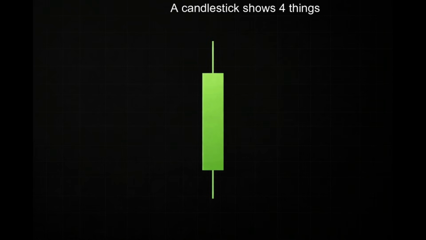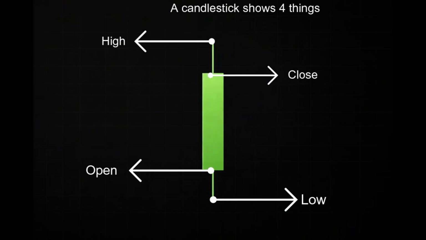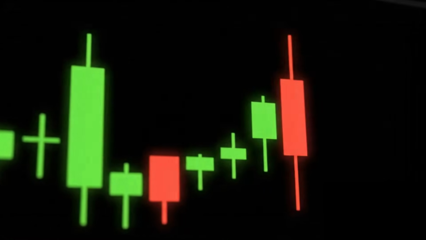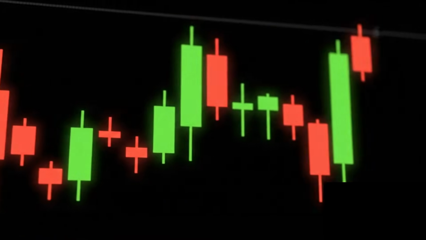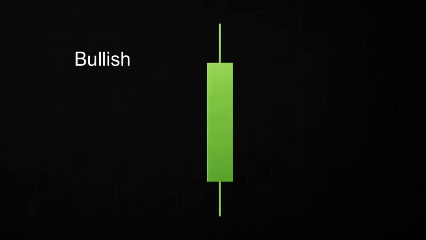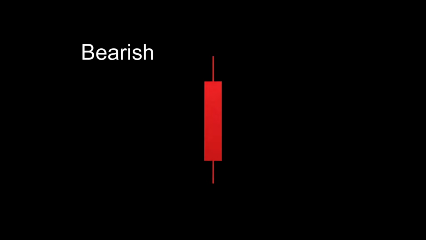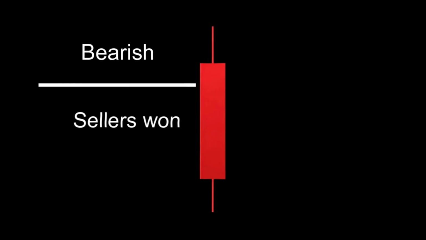Before patterns, you need to understand one candle. A candlestick shows four things: open, high, low, and close. But that's not the important part. What matters is this. A candle shows a battle between buyers and sellers. Let me explain simply. If a candle closes bullish green, that means buyers won that time period. If it closes bearish red, sellers won.